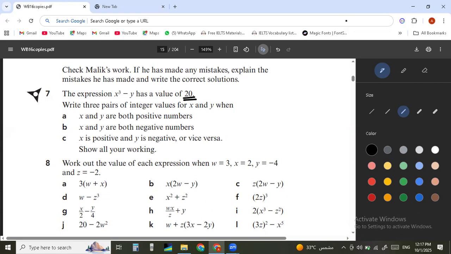Okay, if I say to you that x is 3, that is going to make x cubed what? 27, right? So 27 minus what is going to give you the 20? Minus 7. So y is 7. Okay, in this case, I made x positive, and I used y positive. And when I substituted, I found that the answer is positive 20.